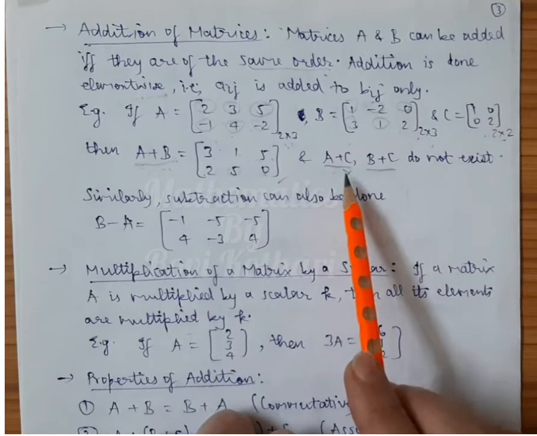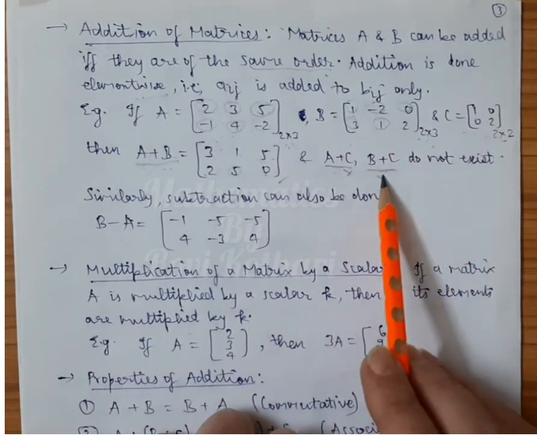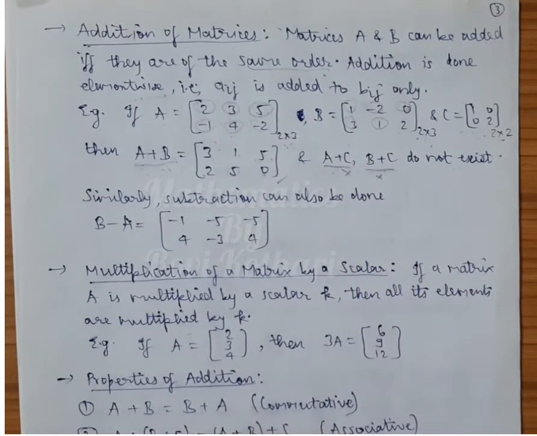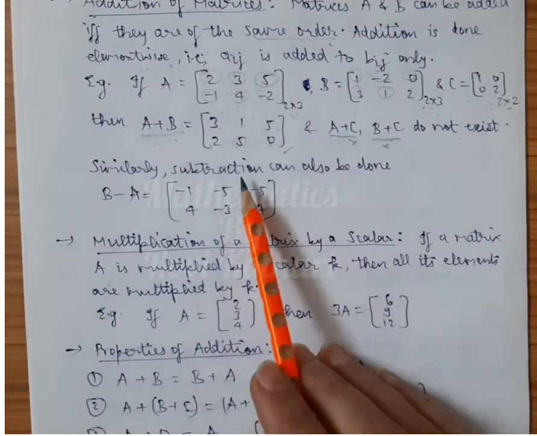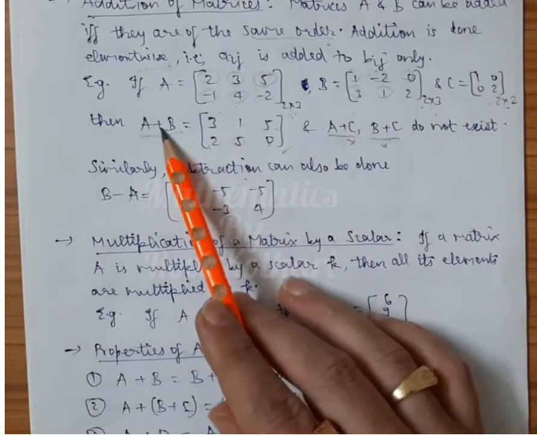So A plus C cannot be found out. Can I find out B plus C? Again no, because again the orders are not same. So A plus C and B plus C do not exist. Now exactly on the same lines you can do subtraction. So subtraction of matrices is also done in the same way. Just that instead of adding you have to subtract.